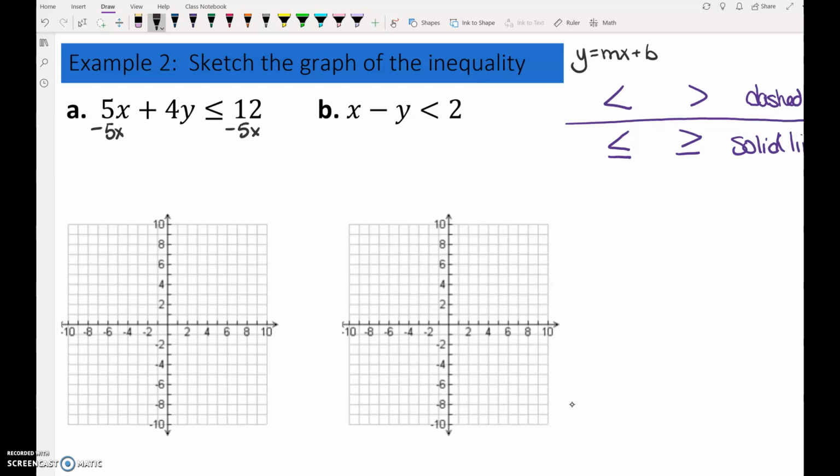Subtract 5x on both sides. That will give us 4y is less than or equal to -5x plus 12. Then we need to divide everything by 4. So y is less than or equal to -5/4 x plus 3.